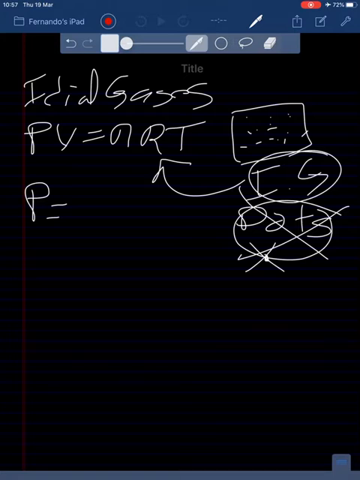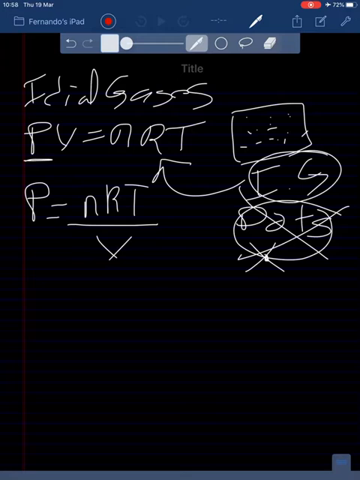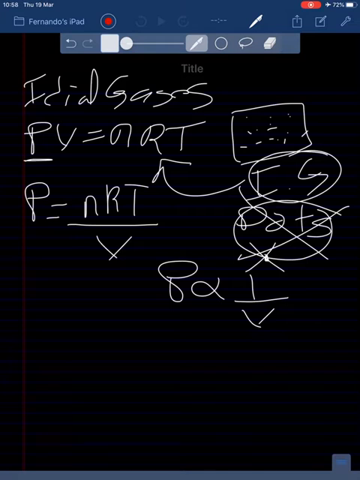And if I want to clear pressure from this equation, what do I have to do? Pretty simple. I will keep nRT, but I will divide this term by the volume. So right now what I am doing is expressing pressure as a direct inverse of volume. The same thing that we have already discussed in class. But there's a technicality here that we have to observe.